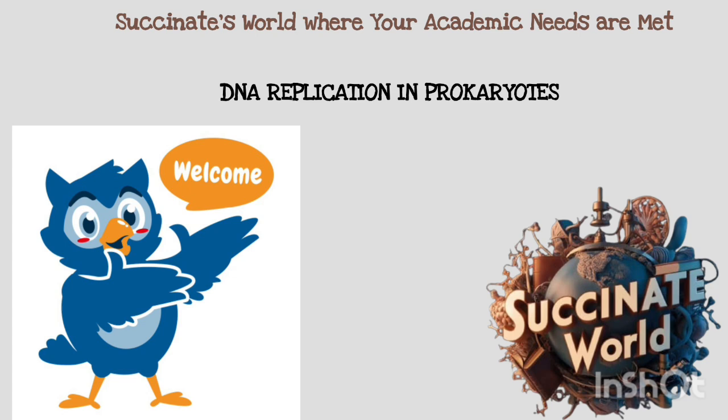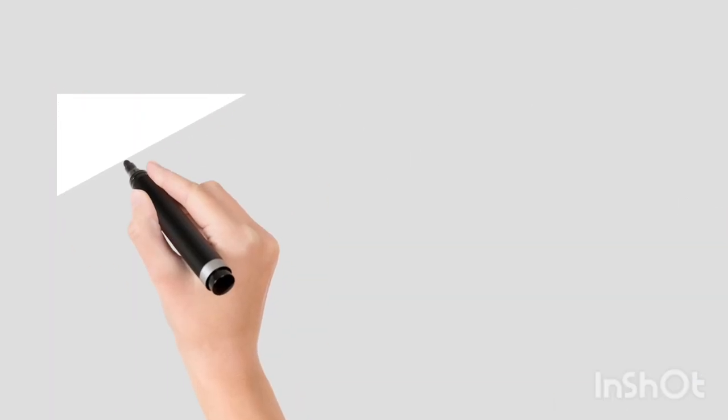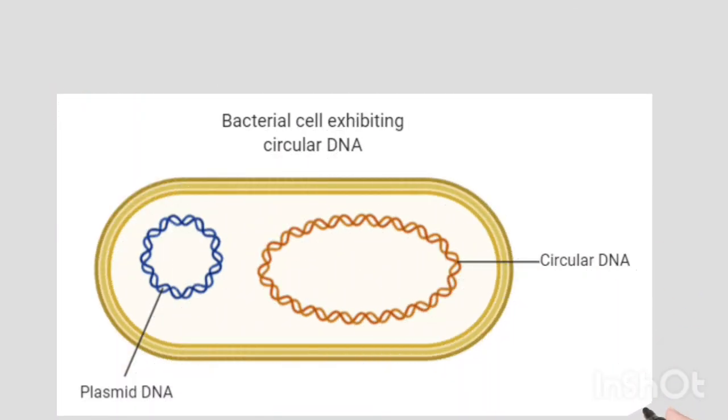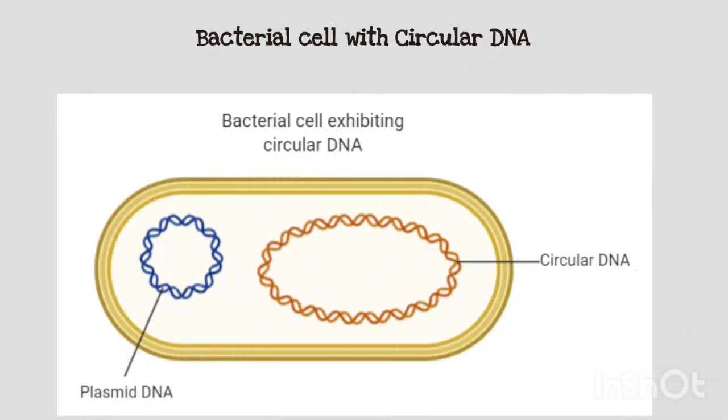Obviously, DNA in bacteria is bacterial DNA or the bacterial chromosome. So let's go right into it. A bacterial cell with circular DNA. This is how it looks. This is the bacterial cell wall. This is the plasmid DNA. This is the circular bacterial DNA. Call it chromosome, but to be more specific, it is the bacterial circular DNA.